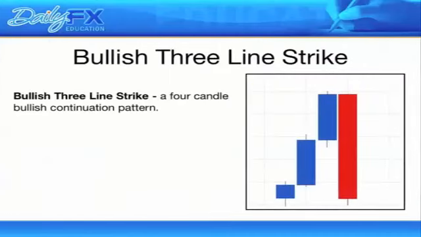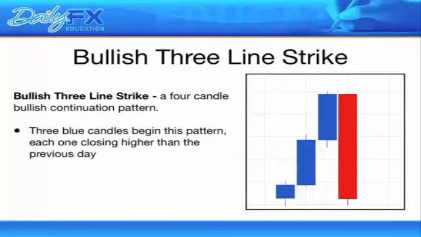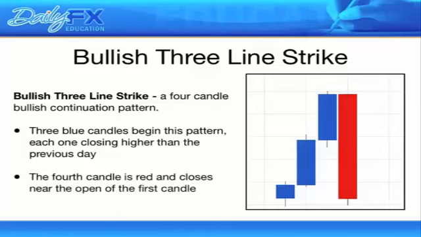Next, we have the bullish 3-line strike, which is opposite of the bearish 3-line strike. This begins with 3 blue days occurring in a row, continuing an established bull trend. Each day should close higher than the previous day. Day 4 is then a red candle that closes near the open of the first day. So long as the previous uptrend is an established one, candlestick analysts view the 3-line strike formation as a sign that the uptrend may still continue.